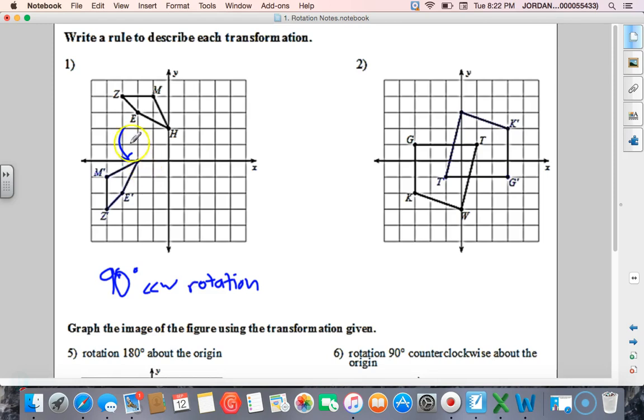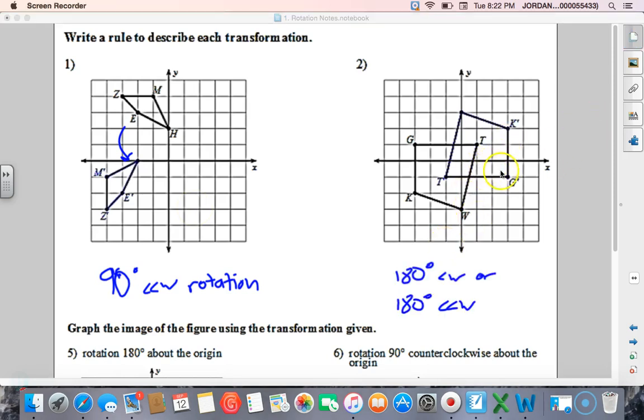Or you could say it rotated 90 degrees counterclockwise. Either way is fine. But I know that it went counterclockwise like this, against the way the clock would normally go, 90 degrees. So you go ahead and try number 2 over here. All right, number 2, hopefully you all got it. It was 180 degrees clockwise, or you could say 180 degrees counterclockwise. Either way is fine. The big thing is you make sure it's 180 degrees. Either one could work though.